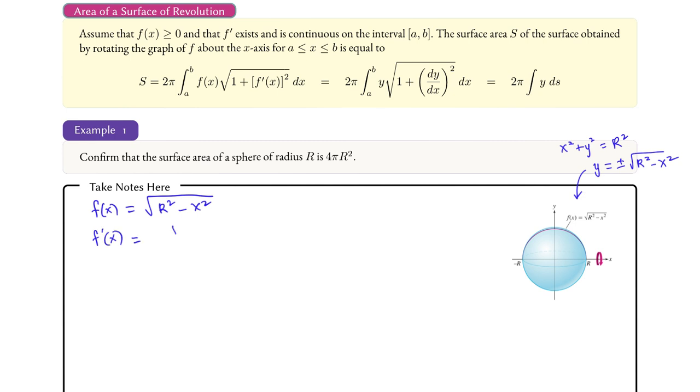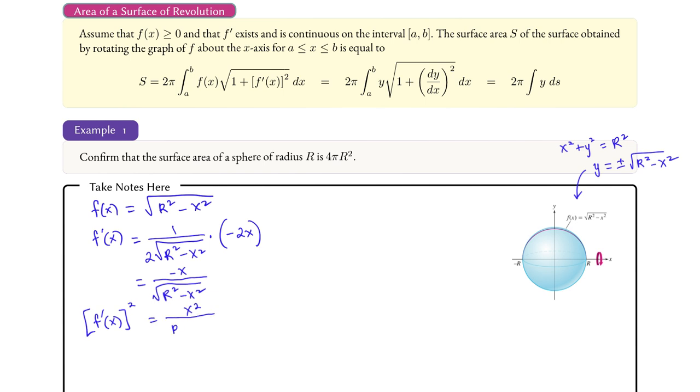F prime of x is 1 over 2 the square root of r squared minus x squared times minus 2x using the chain rule. In the arc length formula, we would need to square f prime of x. So to simplify f prime of x, we end up with negative x over the square root of r squared minus x squared. F prime of x squared is therefore x squared over r squared minus x squared.